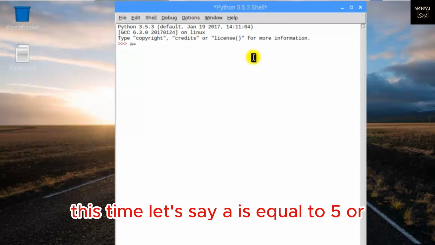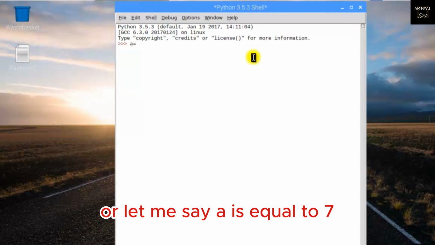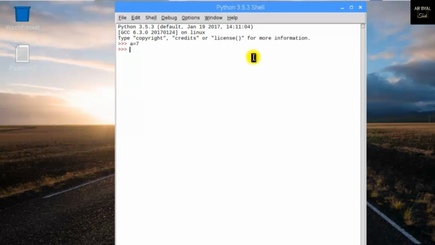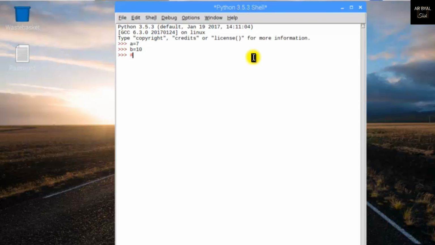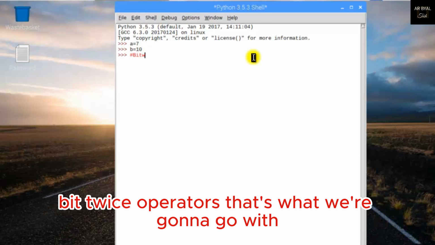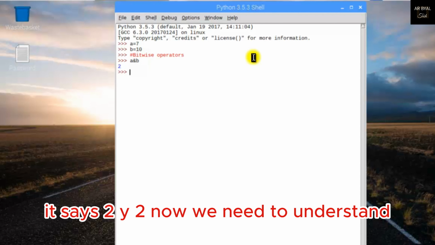Let's say a is equal to 7, and b is equal to 10. Now when I say the bitwise operators, that's what we're going to go with. A and B. It says 2. Why 2? Now we need to understand.